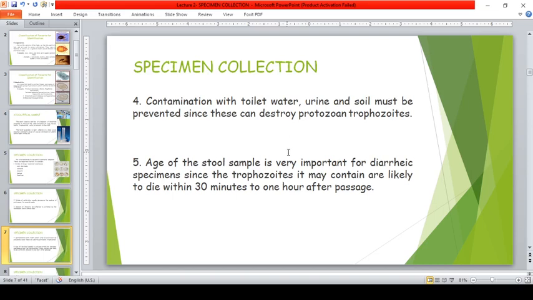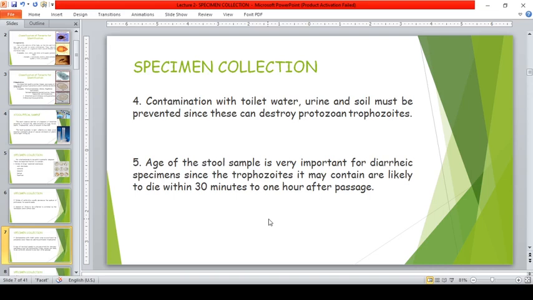So, age of the stool sample is very important for diarrhea specimen since the trophozoites it may contain are likely to die within 30 minutes to 1 hour after passage. So as much as possible, if that is diarrheic or watery stool, you have to examine them immediately, okay? Or within 30 to 1 hour. Para naman hindi masira yung trophozoites if there are, so that you can correctly identify its presence.